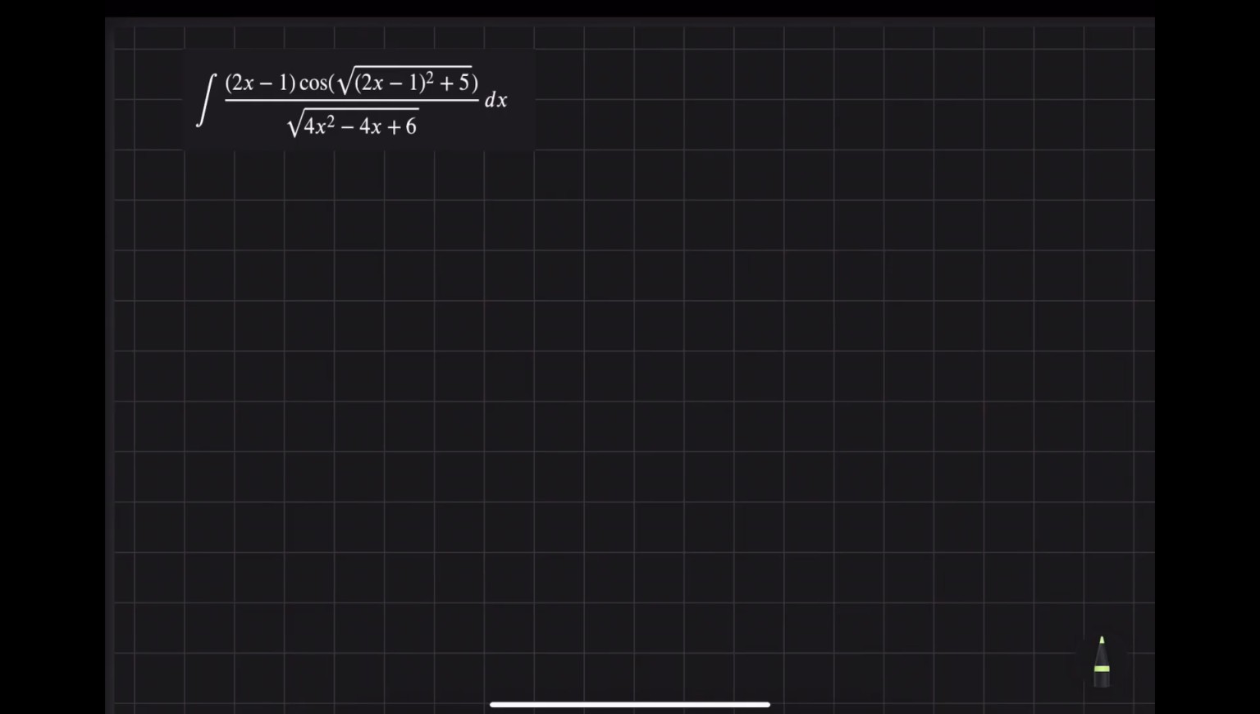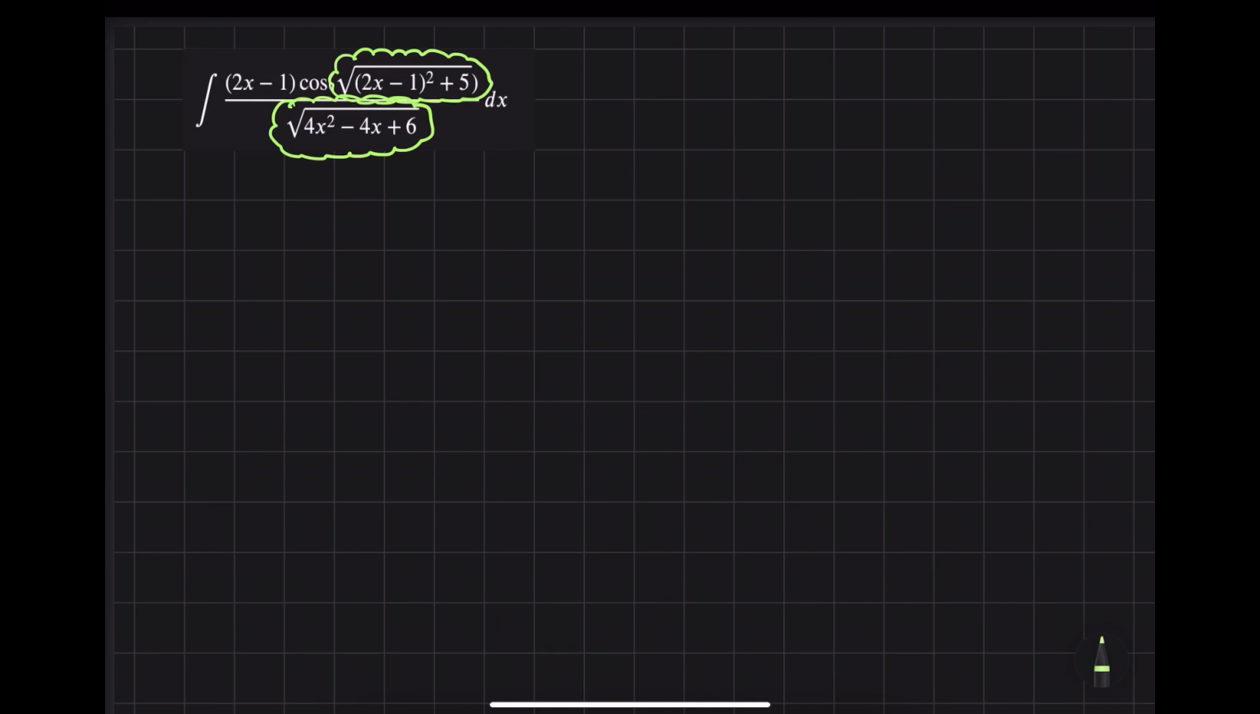So we get this situation. We have to integrate cos of root over (2x minus 1) whole square plus 5, upon root over 4x square minus 4x plus 6. If you observe this question, you may find that this argument is annoying. Also, the denominator is also under root. So I feel that both are annoying.